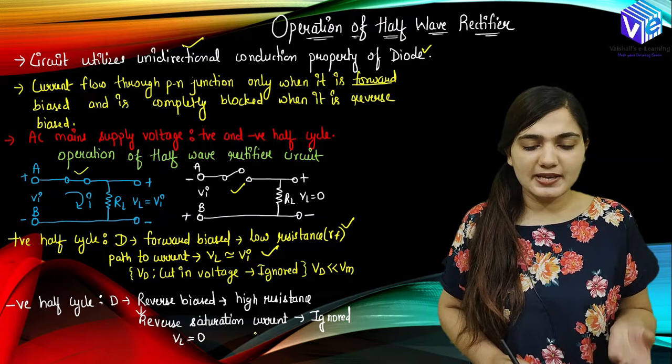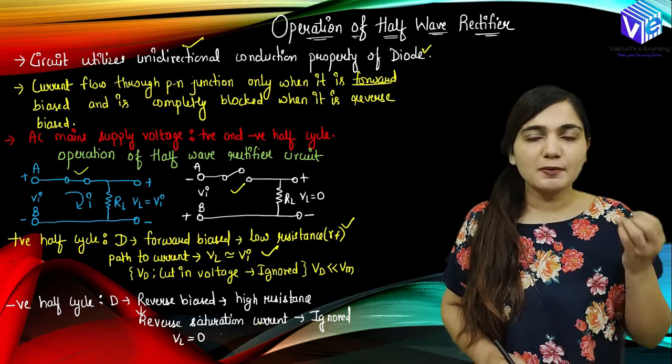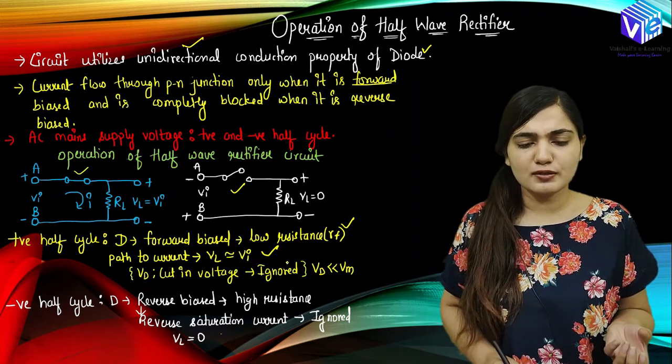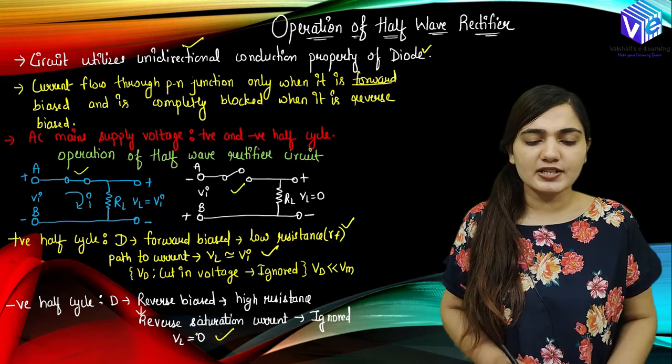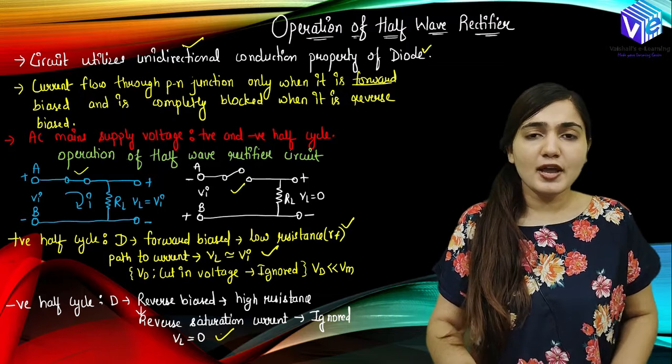Practically there will be some leakage current or saturation current that is passing. We are ignoring it because it is very small, right? It is not generating much voltage, so this voltage can be ignored. So we are considering that the load voltage in this case will be 0, and in the previous case it was nearly equal to the input voltage.